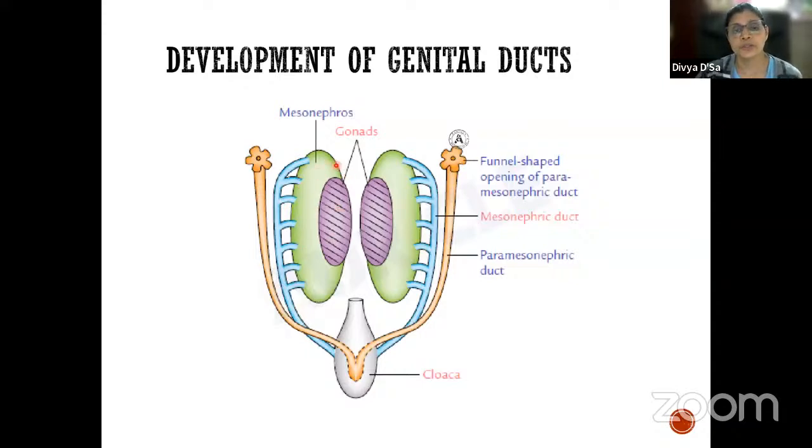So these are the tubules of the mesonephros, the mesonephric tubules, as well as the mesonephric duct. This mesonephric duct we call the Wolffian duct. Whereas the paramesonephric duct develops from the coelomic epithelium.